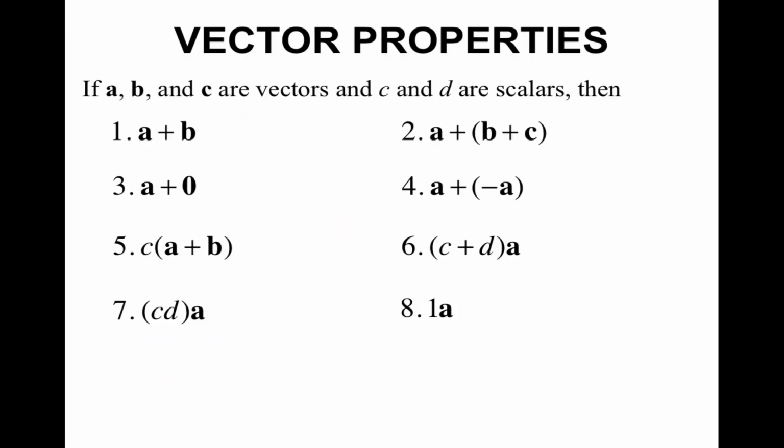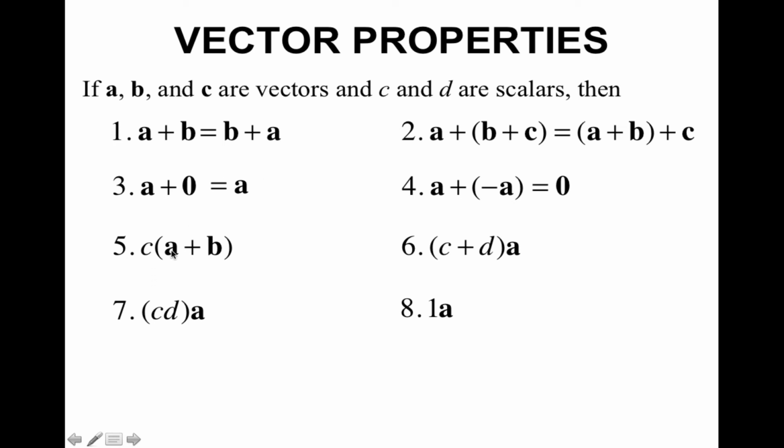All right, so here are some vector properties. If A, B, and C are vectors and C and D are scalars, then we have the following properties. When you add two vectors together, it's the same thing as switching the order; the order of addition doesn't matter. When you add three of them together, it doesn't matter which order you add them in either. A vector plus the zero vector just gives you the vector. A vector plus its negative vector gives you the zero vector.